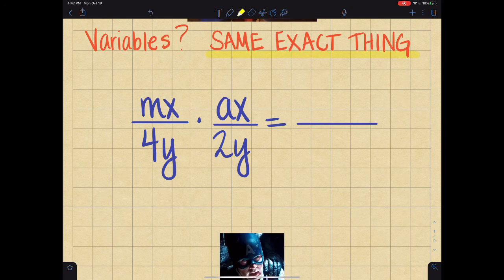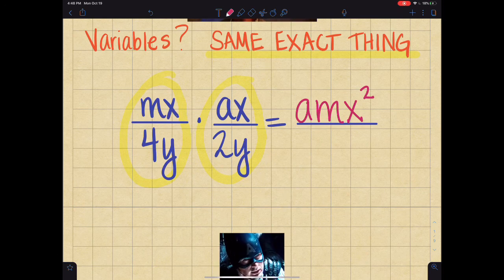These are two fractions that are multiplied by each other. First we have mx over 4y, and we're going to multiply that by ax over 2y. So even though it seems like it's something new, we're not going to do anything new. We're going to multiply this numerator times this numerator. So mx times ax is going to be, well, there's an a, so we'll put that there. There's an m, we'll put that there. And then there's two x's, so it's going to be x squared. So x times x, which is x squared, right? Not 2x, don't do that.